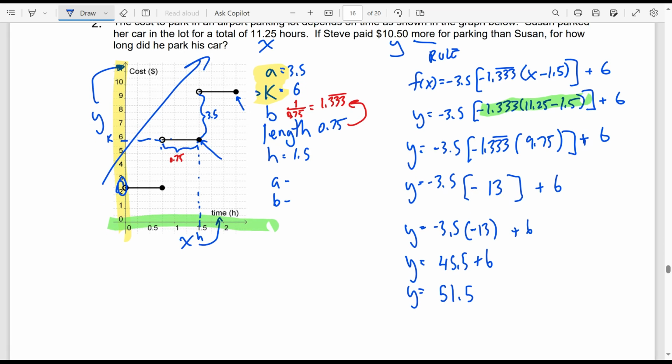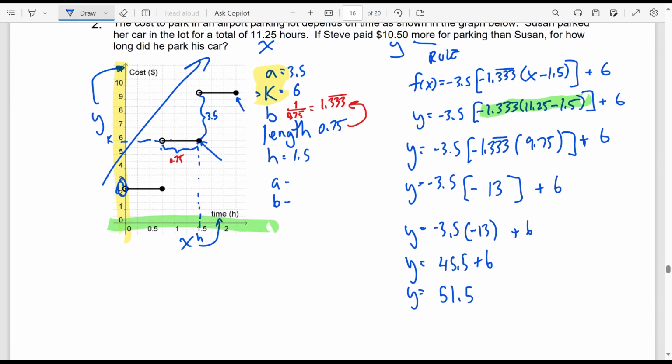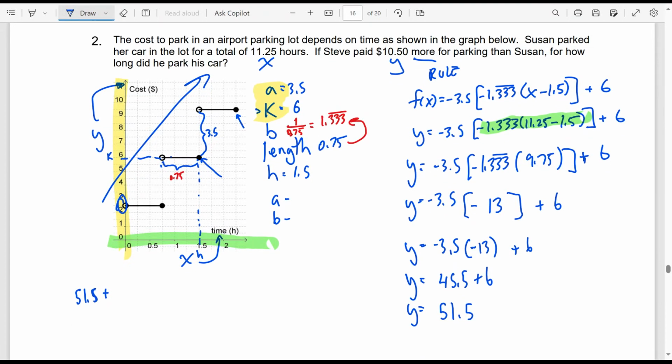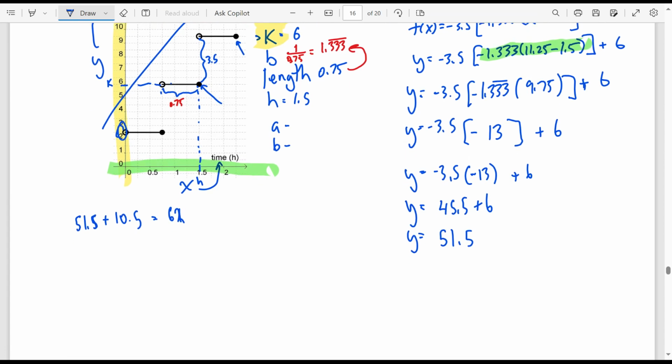Usually the question will be phrased a little bit differently, where it'll say something along the lines of, for how long could he have parked, or something like that. But let's just plug that in and solve now. So we're going to include 5150 plus 1050, okay, and then get 61 or 62 on the nose. And I'm now going to plug that in.